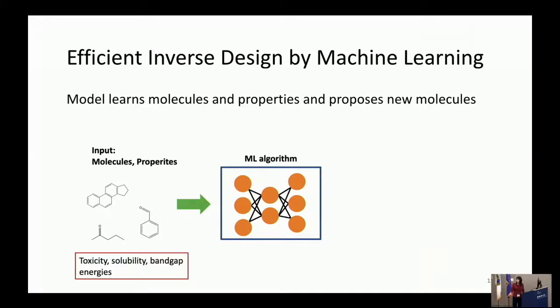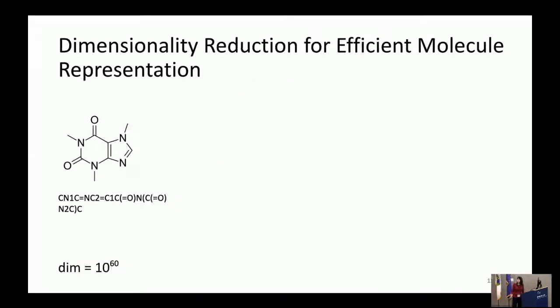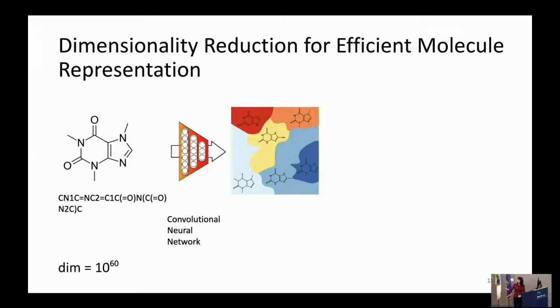And so the way that this works then is we wanted a model where you can feed in both the molecules and the properties, you feed it to a machine learning algorithm, and then it outputs what it thinks are the best molecules. And so this takes a couple of steps. The first step really is to be able to compress the representation of molecular space down from 10 to the 60 to something more manageable. So the way we did this is by using a variational autoencoder. The first part of it is a convolutional neural network taking in this text representation, and we end up compressing this representation down to an order of 100 dimensions.